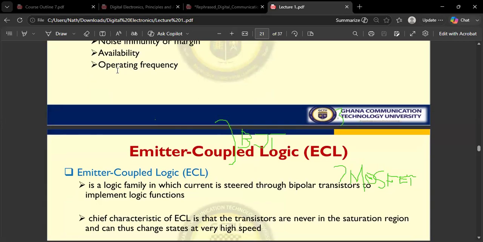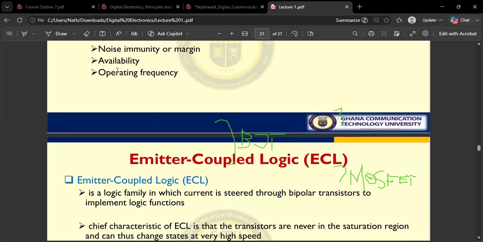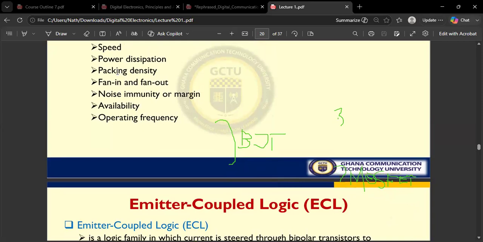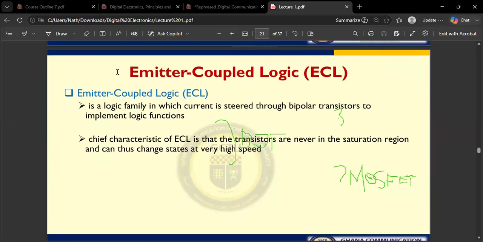So all of them have their frequency limit, noise immunity limit, fan in and fan out limit, packing density limit, power dissipation limit, and then the speed limit. So I've explained everything about the emitter coupled logic.